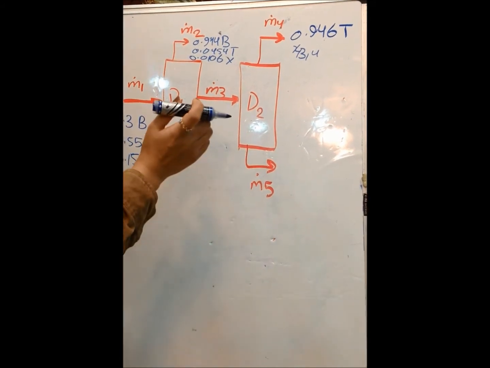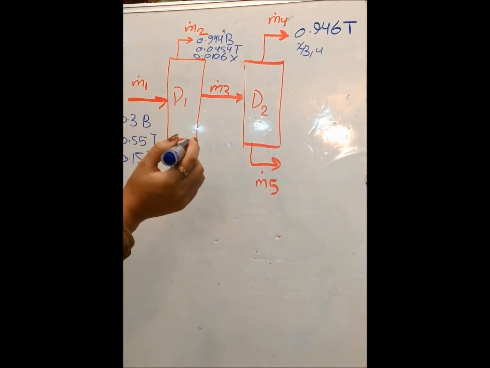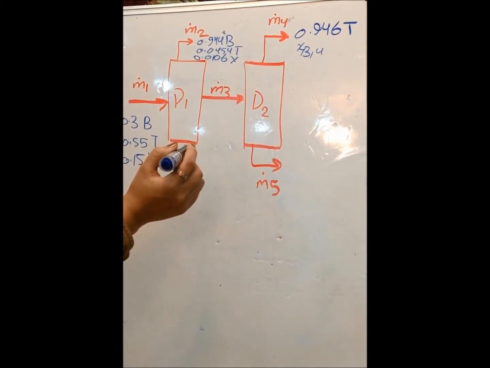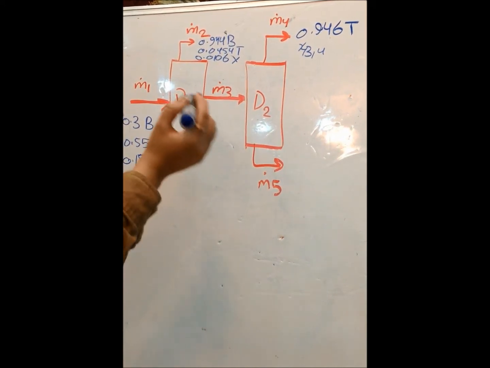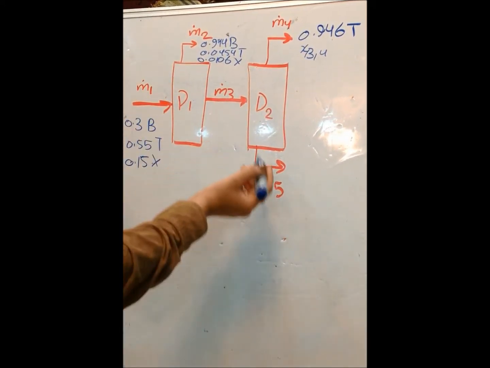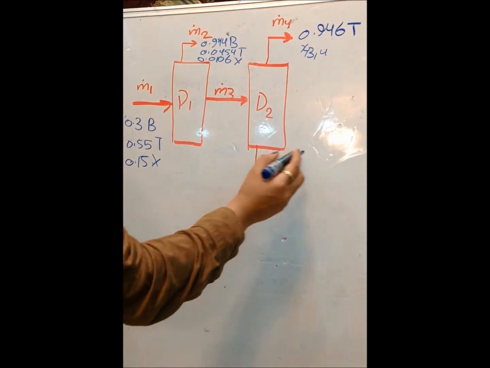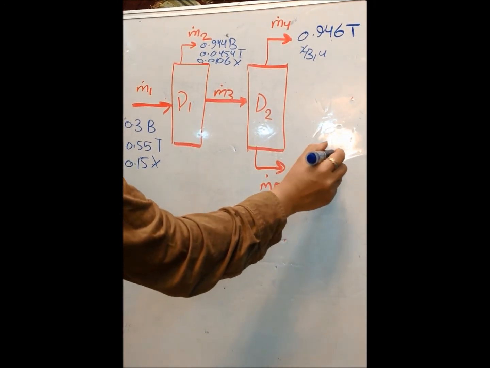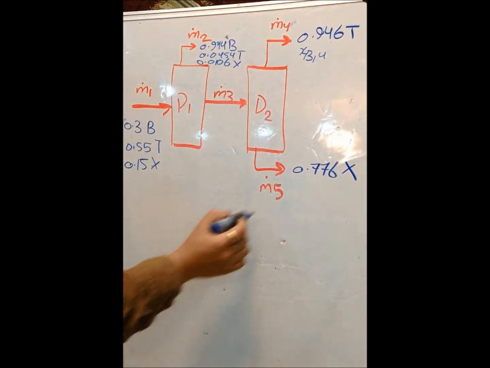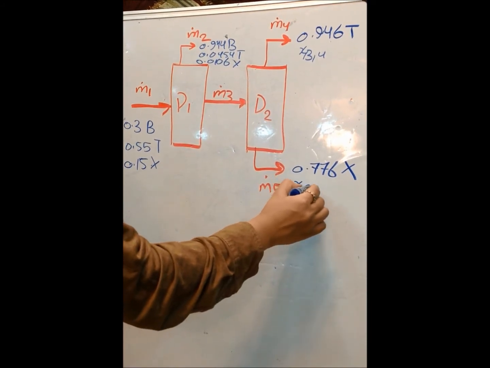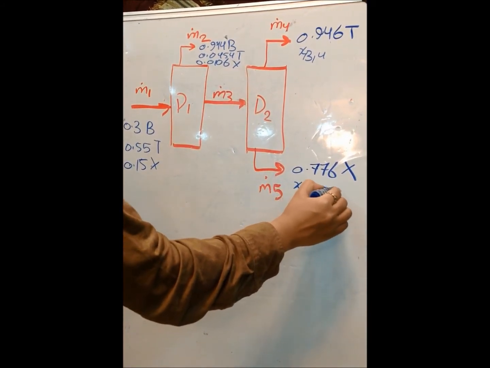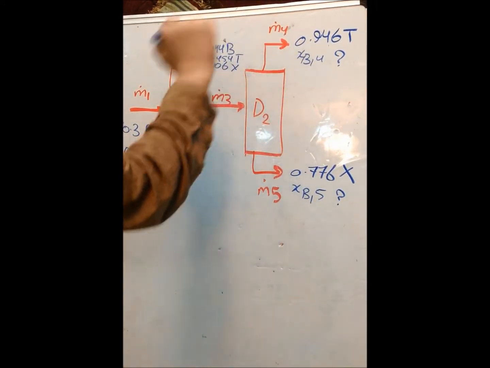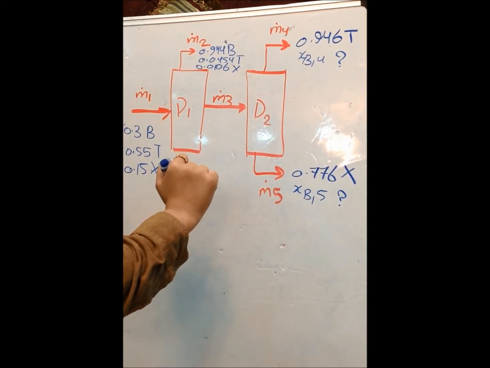The bottoms are intended to contain 92.6% of the xylene in the original feed at a composition of 0.776, and they need from us to compute the composition of all streams. So the bottom of the second distillation column will have a 0.776 composition of xylene in that stream. Here we will have a composition of benzene in the fifth stream, which is unknown, and the other composition here is unknown, in addition to the mass flow rates of all streams.